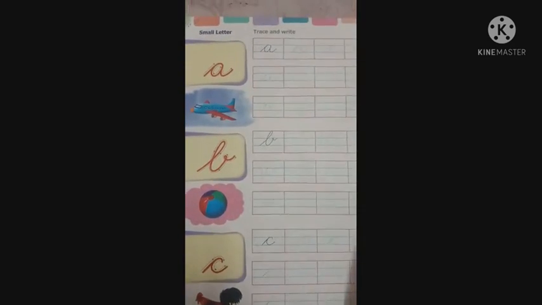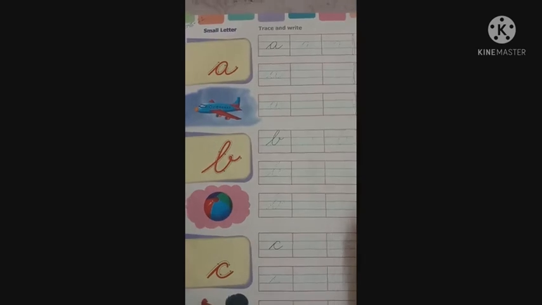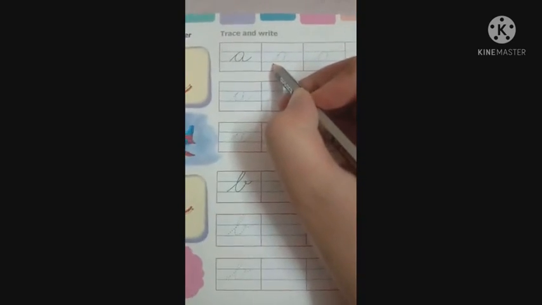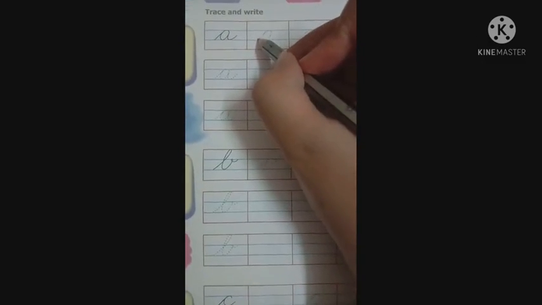Aeroplane. Now let's learn how to trace and write small cursive letter A. To write small cursive letter A, we start from the second blue line, means from the second blue line to the first blue line. First we will make one slanting line, then make C, then join the ends of C, and then make it curve to the front.